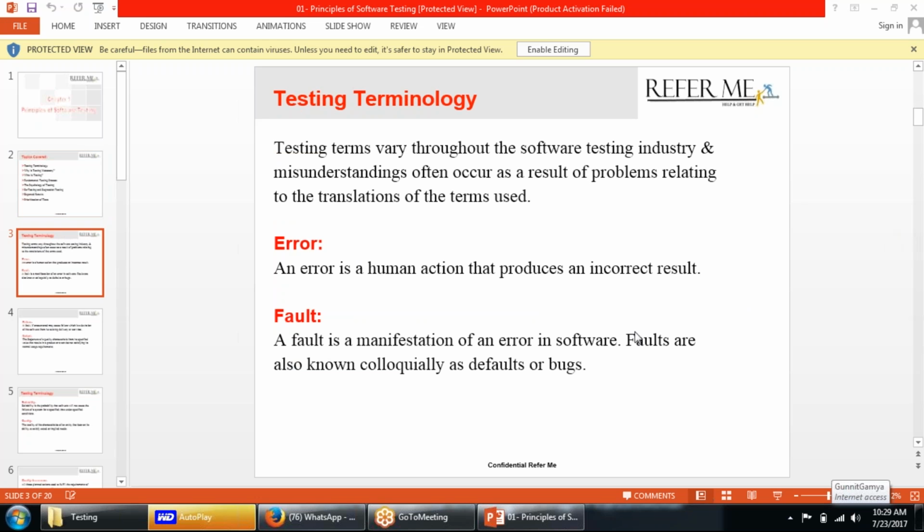So the first thing which comes is testing terminology, right? Now, we have discussed in our previous class what testing is. Can you guys tell me what a software test is? What do you understand by testing? In normal layman terms, what do you understand by testing? Any of you?